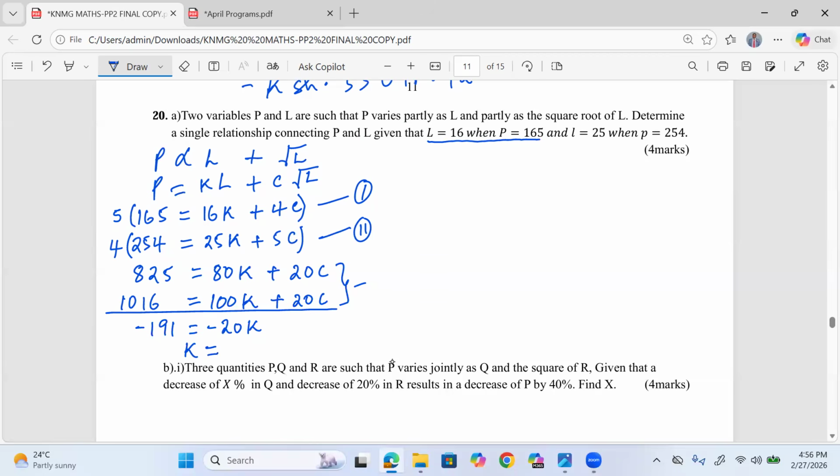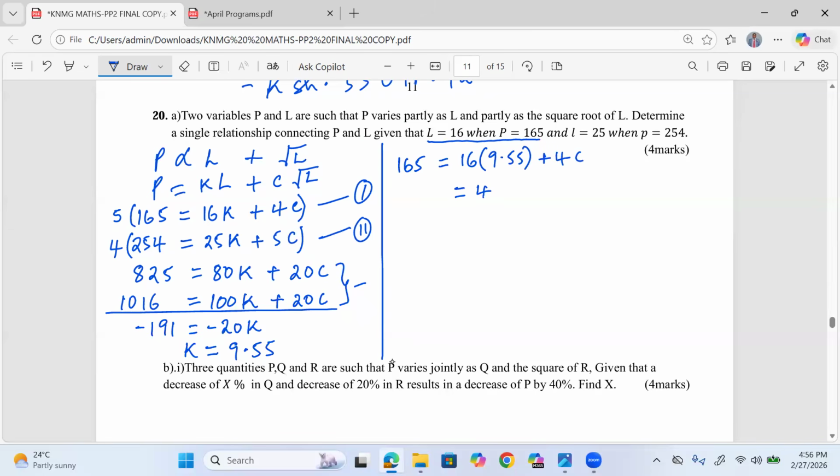So negative 191 divided by negative 20 gives us positive 9.55. Now with 9.55 as the value of K, we can find the value of C by using any of the equations. I prefer using equation 1: 165 equals 16, the value of K, plus 4, the value of C.